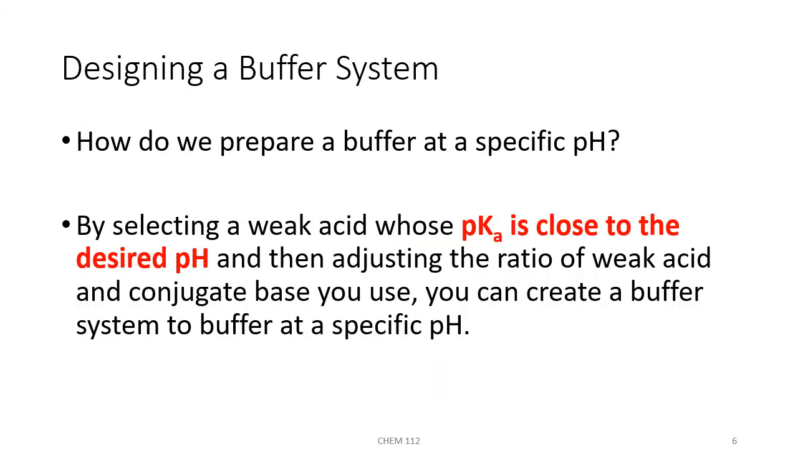Many biological applications actually need a solution to buffer at a very specific pH. So we can design a buffer system to buffer at a certain pH and remain relatively close to that value. By selecting a weak acid where the pKa of that weak acid is very close to the desired pH that we want to buffer at, we can then slightly adjust that ratio of weak acid and conjugate base to create a buffer system that will buffer at a very specific pH.